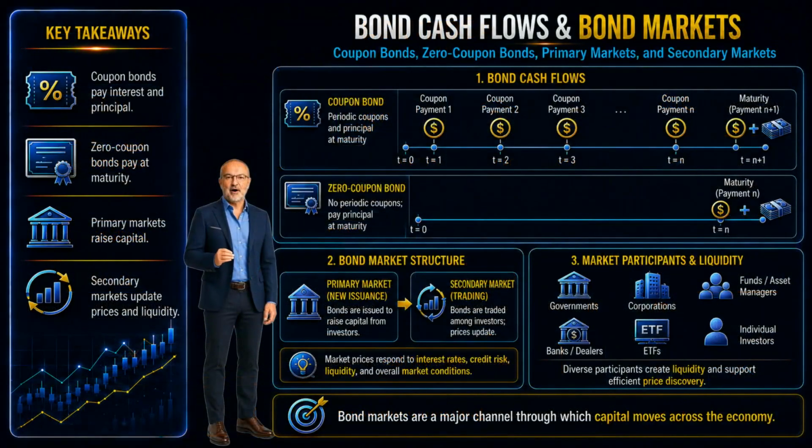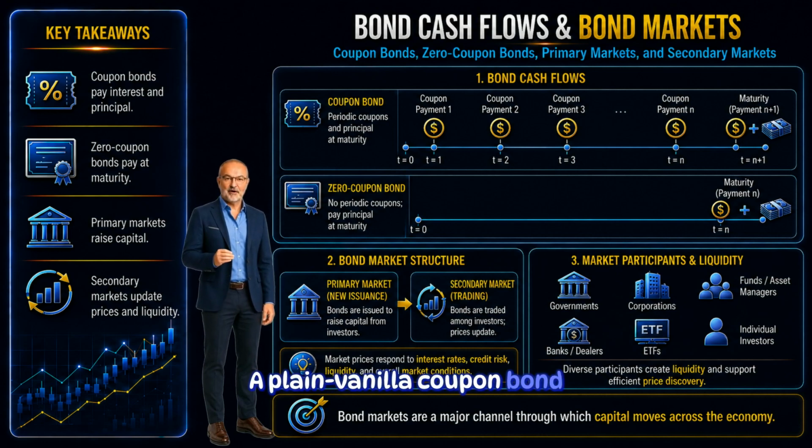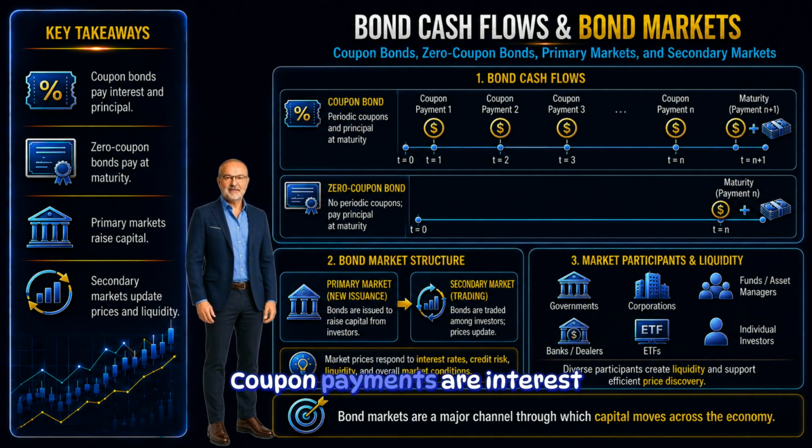Let's now think about bond cash flows and bond markets. A plain vanilla coupon bond has two basic cash flow components: coupon payments and principal repayment. Coupon payments are interest payments made at regular intervals. Principal repayment is the return of par value at maturity. This structure gives coupon bonds an important pattern. Part of the value comes from the stream of coupon payments. Another part comes from the repayment of principal at maturity. When we value a bond, we value both parts.